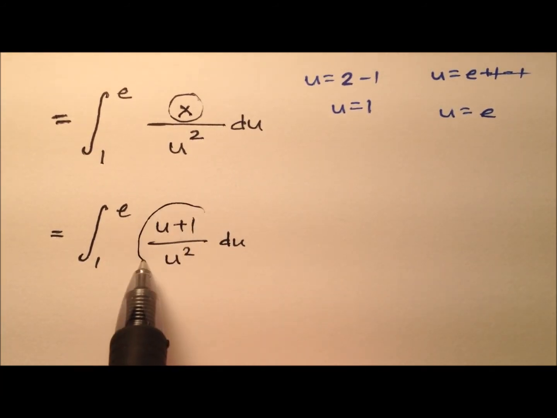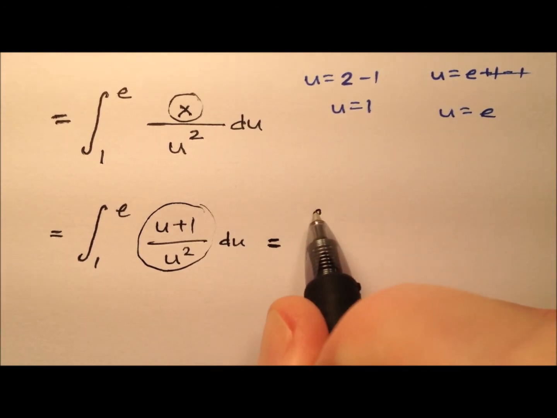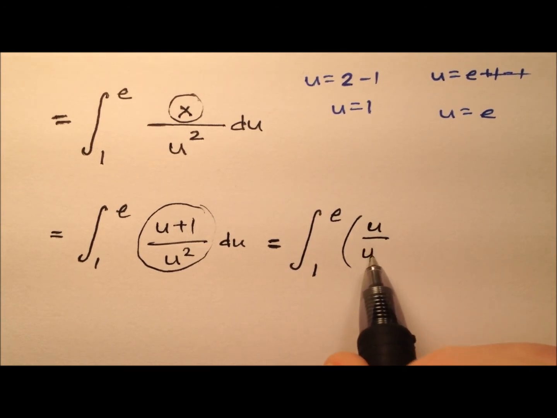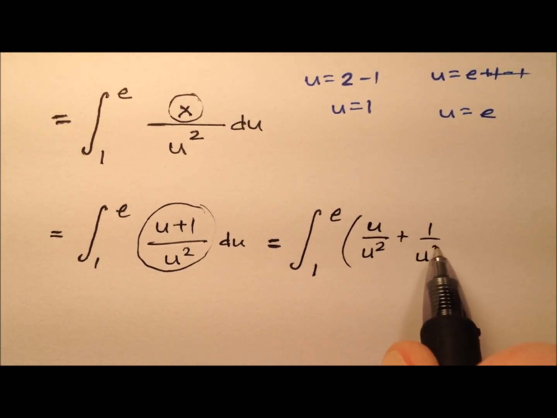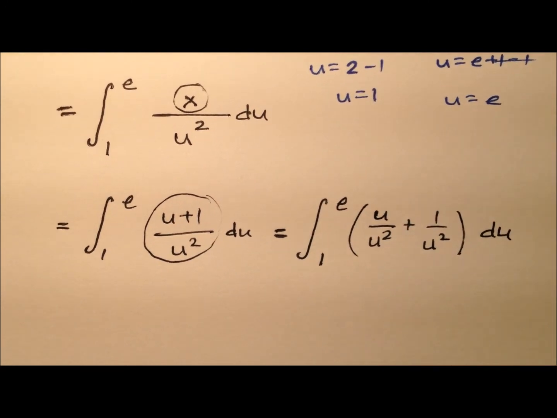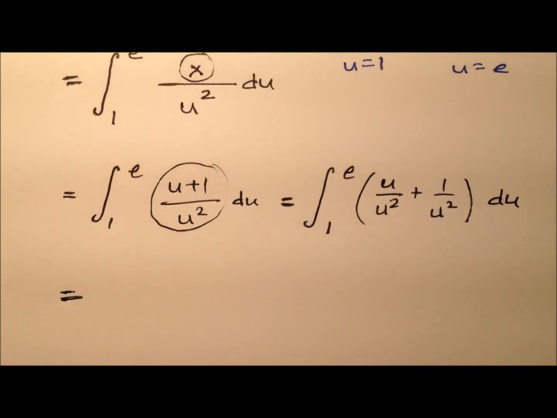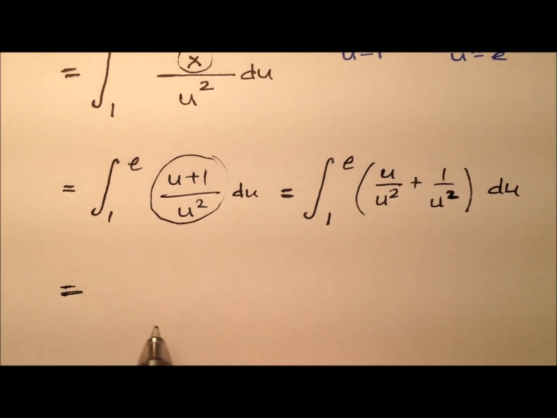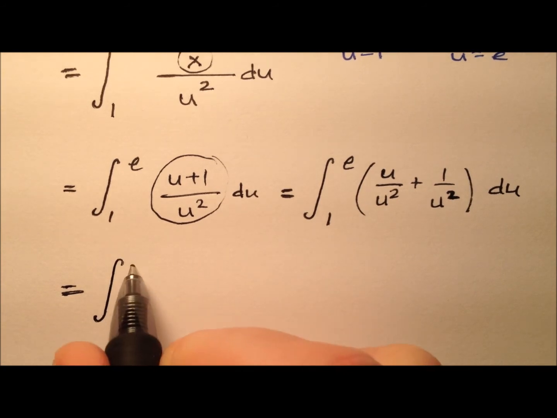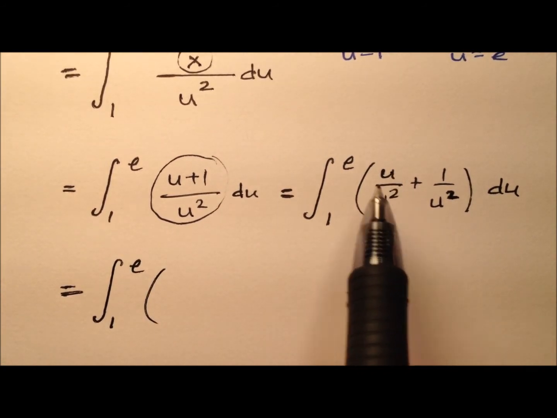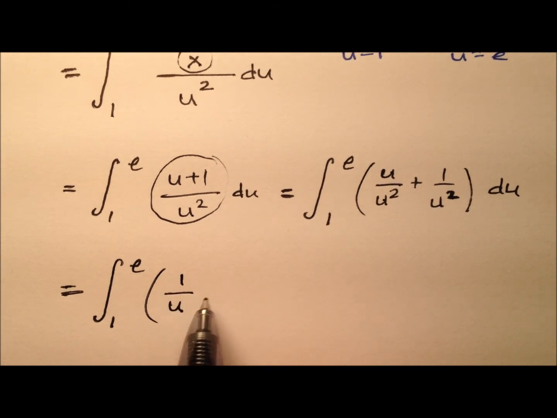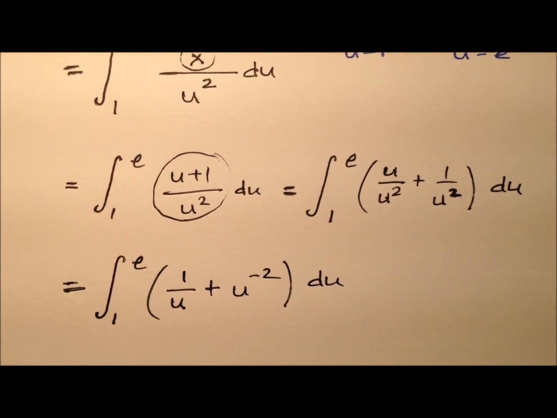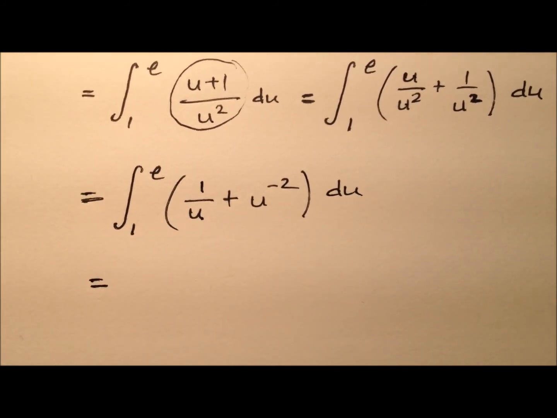And let's take this fraction and break it up a little bit. So it'll be the integral from 1 to e of u over u squared plus 1 over u squared du. And we can simplify some things here, and maybe rewrite this with a negative exponent so it'll be easier to integrate. So the integral from 1 to e of, and this u over u squared will just become 1 over u, and then plus u to the negative 2 power. All right, so we are now ready to integrate.